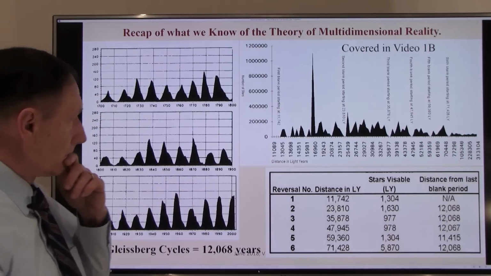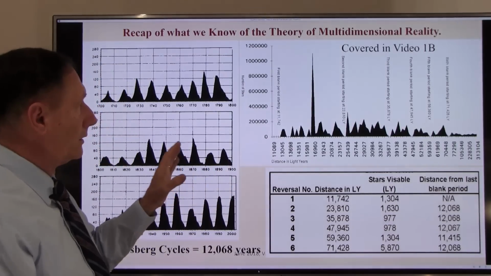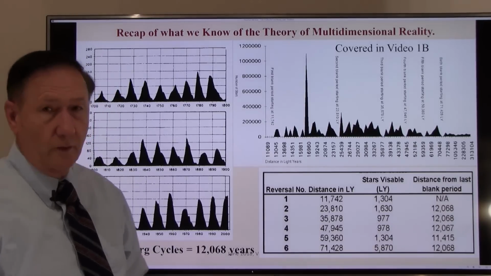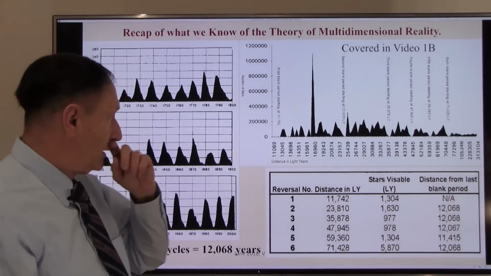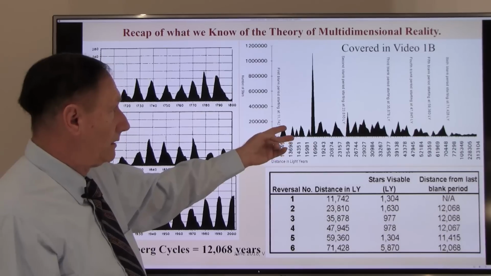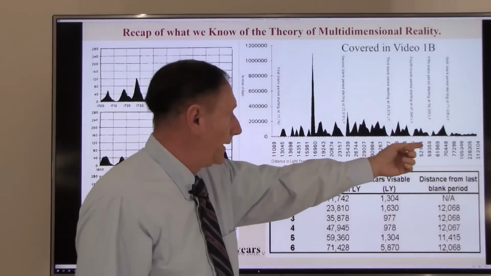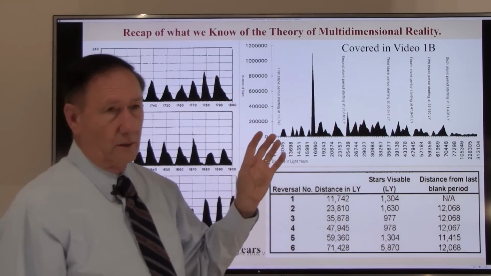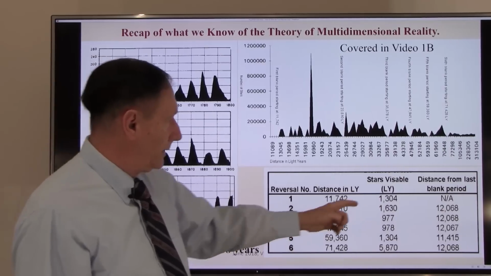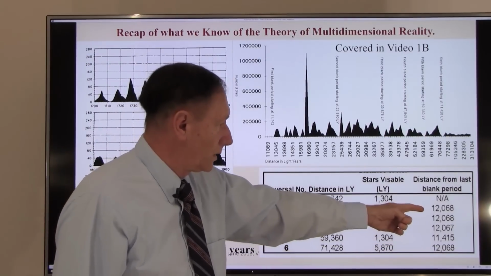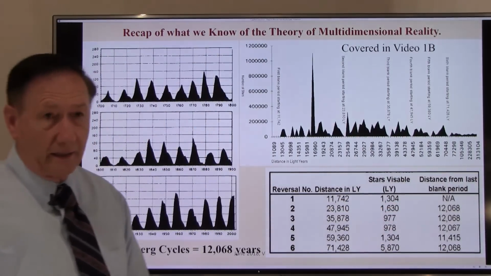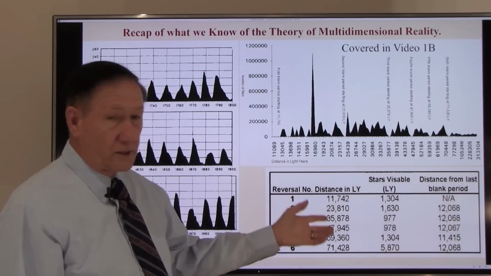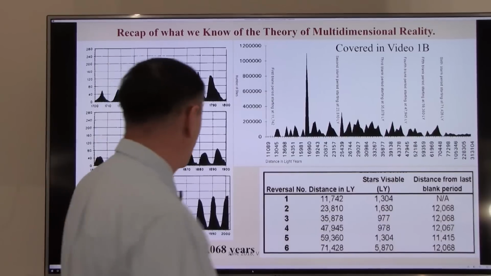So, a little review on the theory of multidimensional reality, in case some of you think that I'm wrong, that the universe is the product of information. This I discovered in 1989, the 6 blank periods in space, when the stars basically nova, you can't see them for about 900 to 1100 years. The distance between 4 of the 6 were 12,068 years in between, and that matches up with the ice ages and polar reversals on the planet.